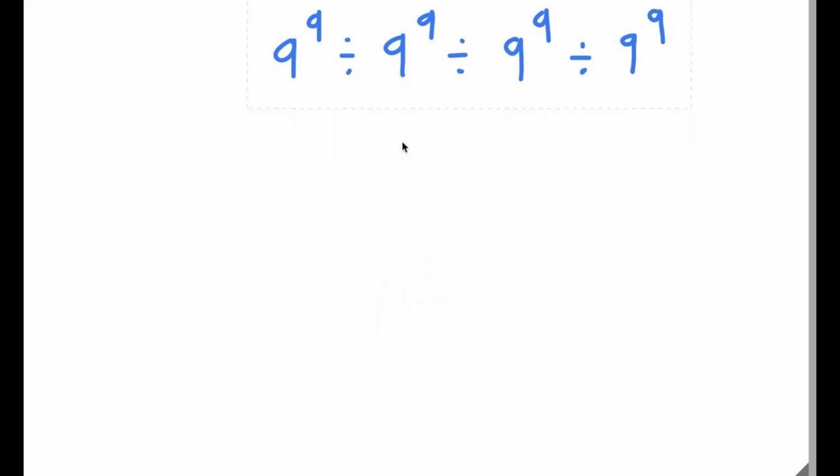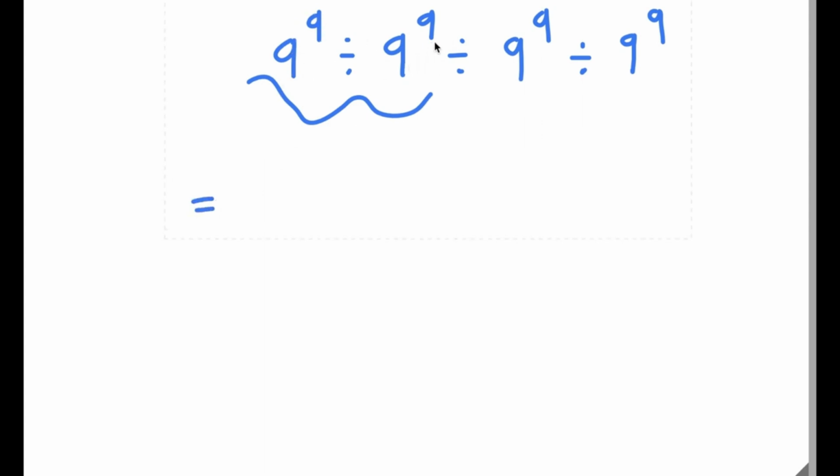Alright, so in this problem, I have 9 to the power of 9 divided by 9 to the power of 9 divided by 9 to the power of 9 divided by 9 to the power of 9. So, what I'm first going to do is simplify this in parts. Let's first simplify 9 to the power of 9 divided by 9 to the power of 9.